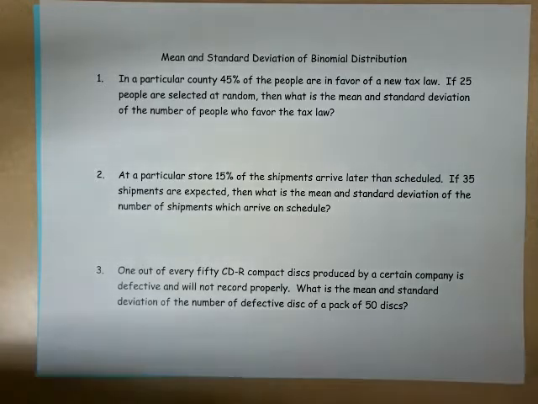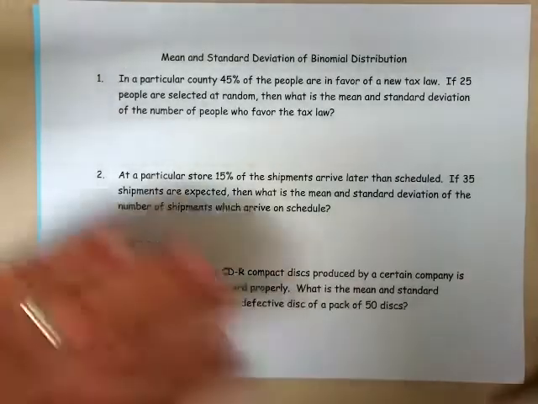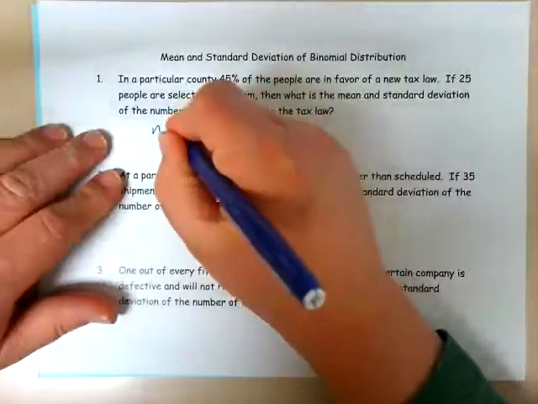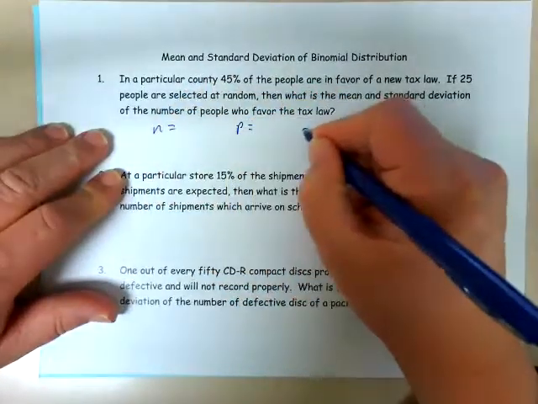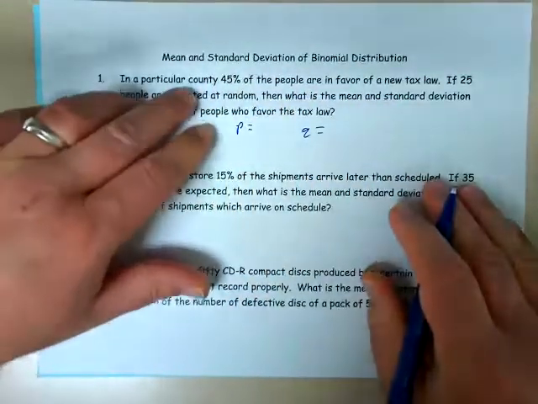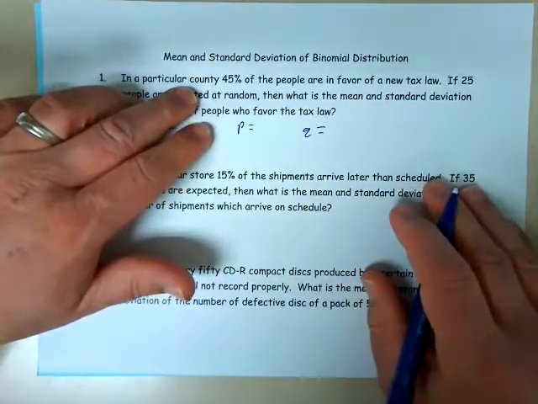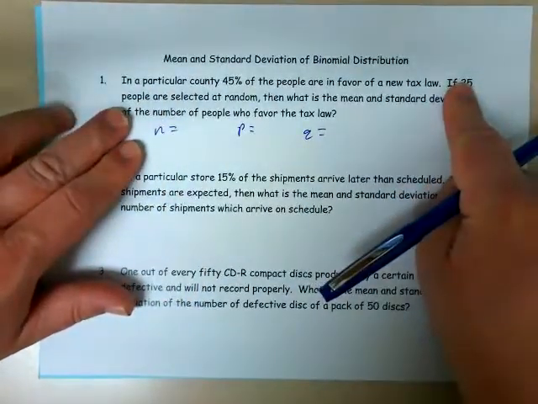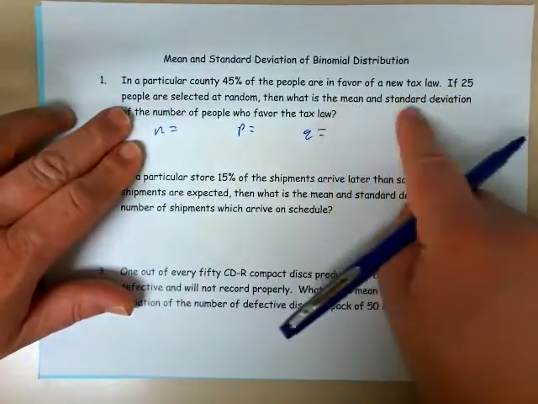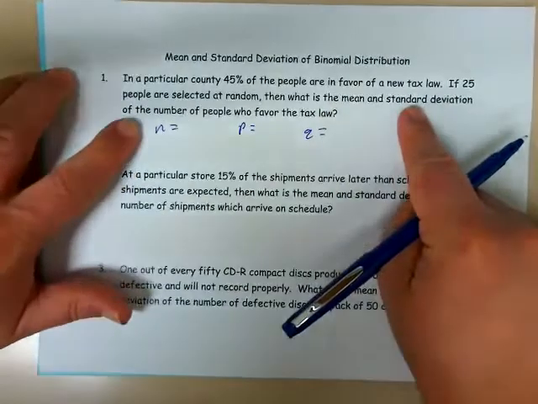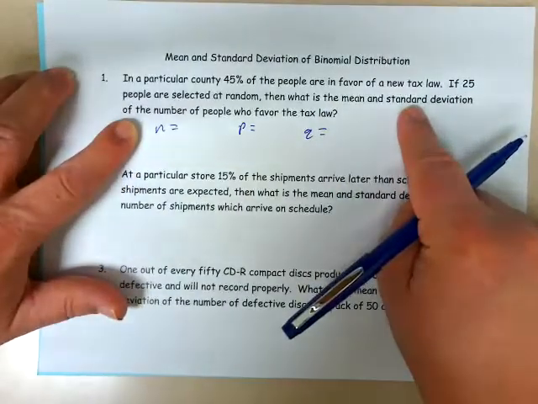Okay, so let's see how you did here. This first one, we've got to find n, p, and q. 45% of the people favor the tax law. 25 people are selected at random, and you want to find the mean and standard deviation of the number of people who favor the law.